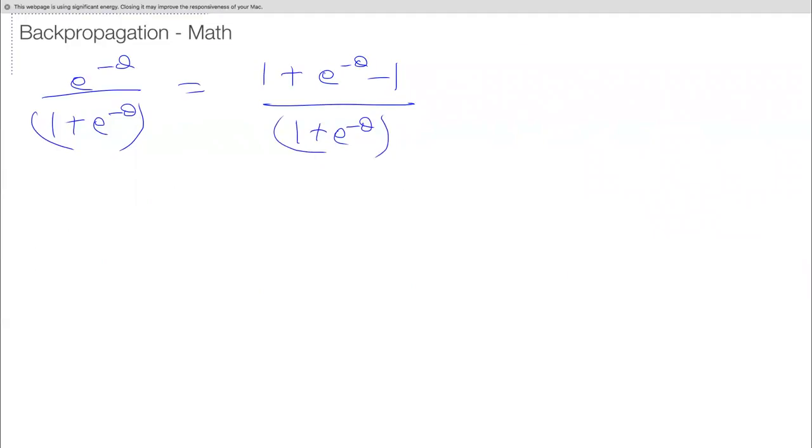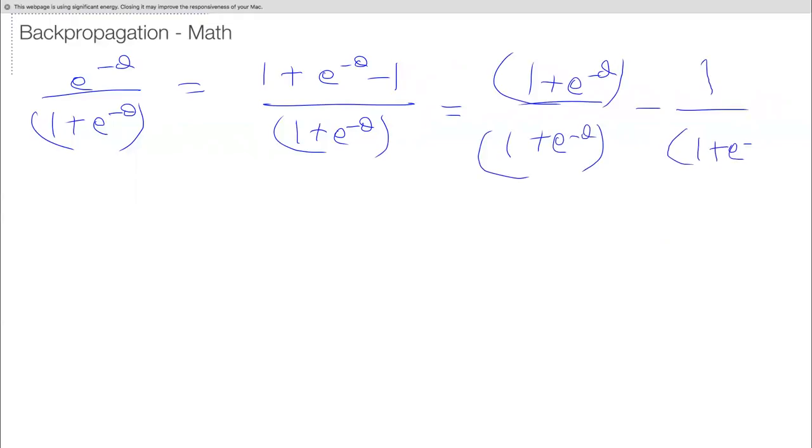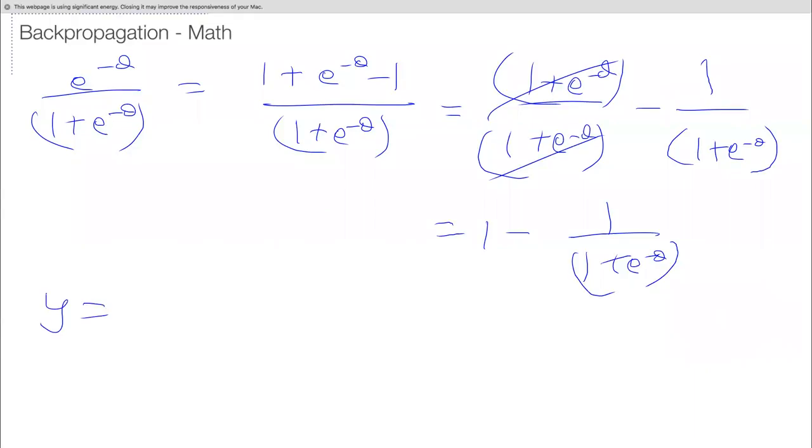I can kind of move it to this and immediately do a simple trick. Are these the same? Following? This is 1. So I'll get 1 minus 1 by 1 plus e to the power of minus theta. But what is this again? This is y. So previously, from the previous function, I had y. And from here, I'm getting 1 minus y.